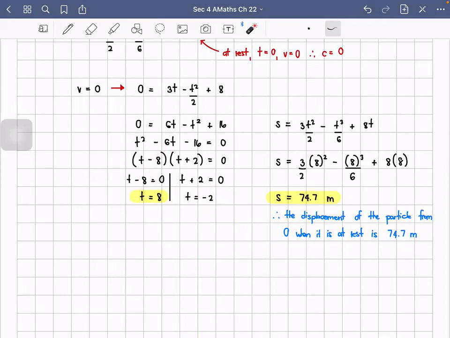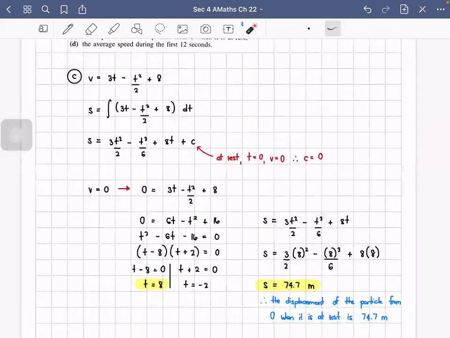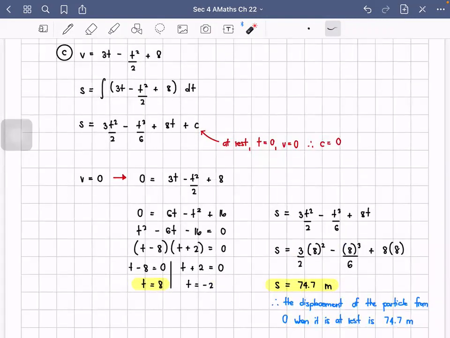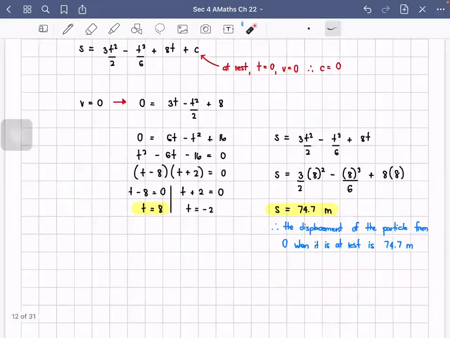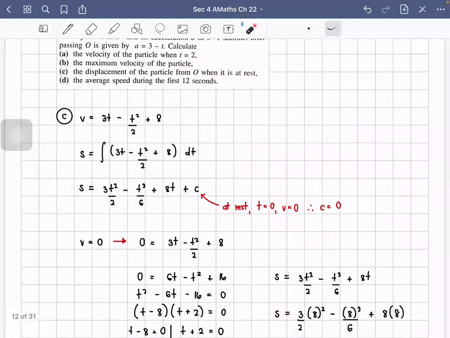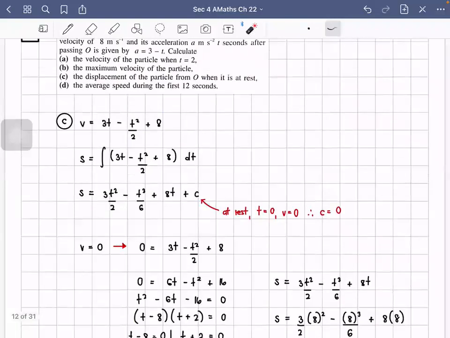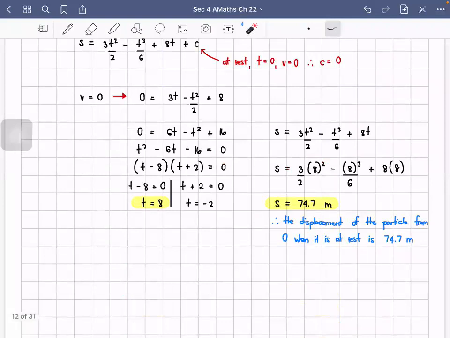Well, answering the question, what's the displacement of the particle when it's at rest? So we have our time. To get the displacement, using the displacement function, we plug in 8 in place of t. Therefore the displacement is equal to 74.7, or 75 in that case. So that's the displacement of the particle when it is at rest. So it's 75 meters away from the origin.